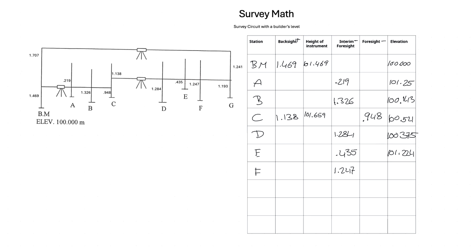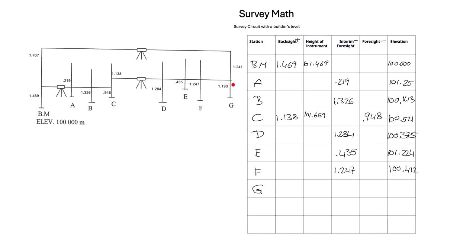101.659, right? Putting in your height of instrument back in the calculator, minus 1.247 gets us 100.412. Okay, now we're looking forward to G. Now let's see if there's anything special here.